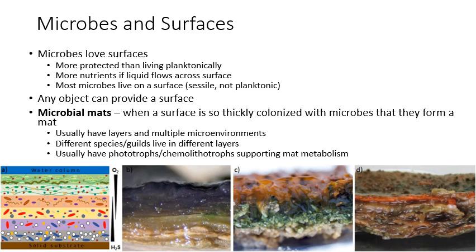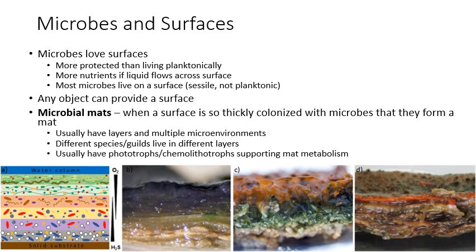When you have microbes living on a surface, it's common for them to form a thick layer on the surface. If it is just a little bit thick, then we call that a biofilm. But if it's very thick, then we call that a microbial mat. A microbial mat is something that would be visible to the eye. It's usually centimeters thick at least.